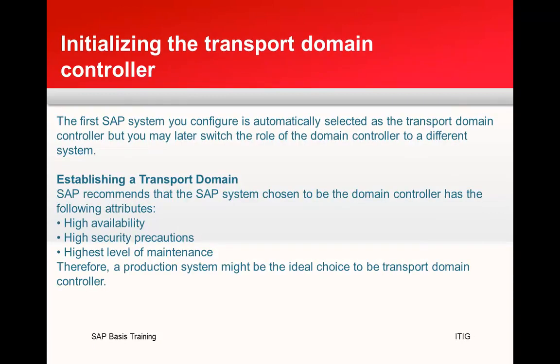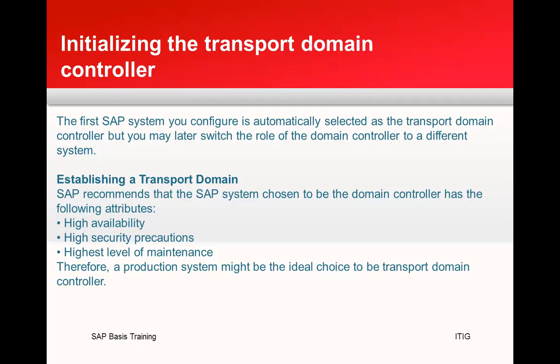Okay, then we have initializing the transport domain controller. The first SAP system you configure is automatically selected as the transport domain controller, because that is the first and the only system, so it can be nominated as the transport domain controller. And later, if you decide to change, you can move it to a different system.